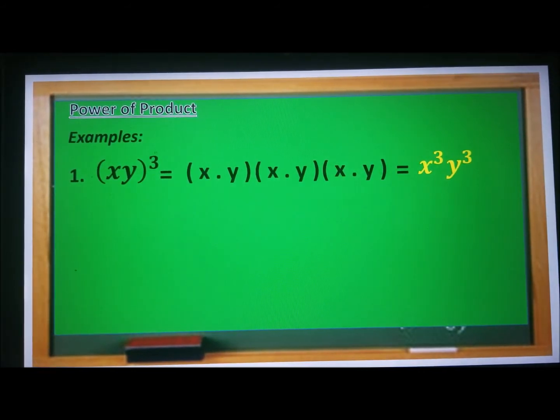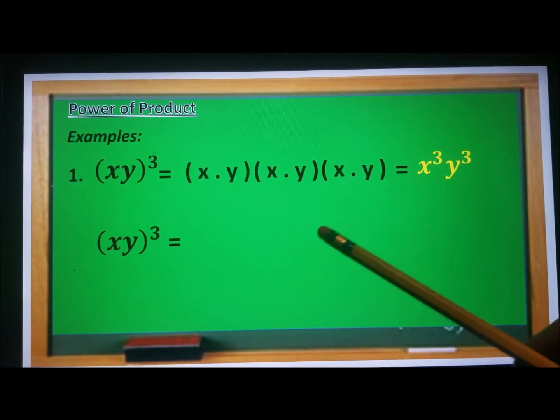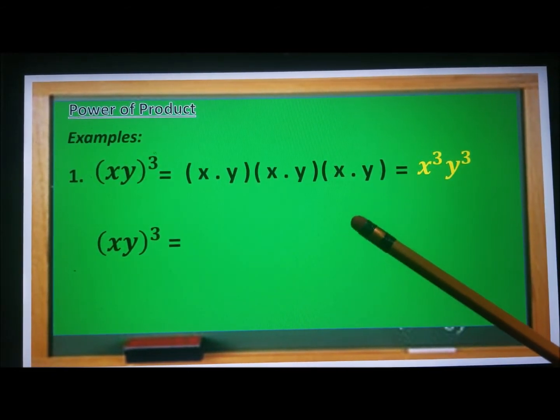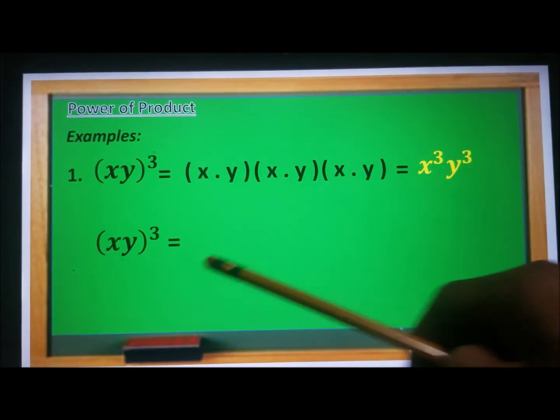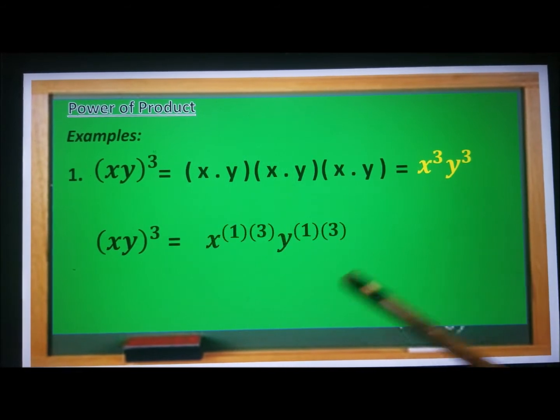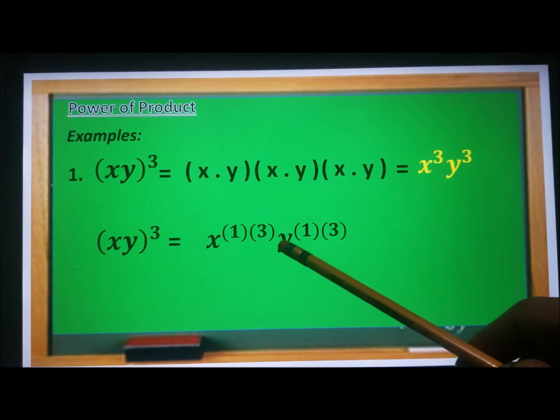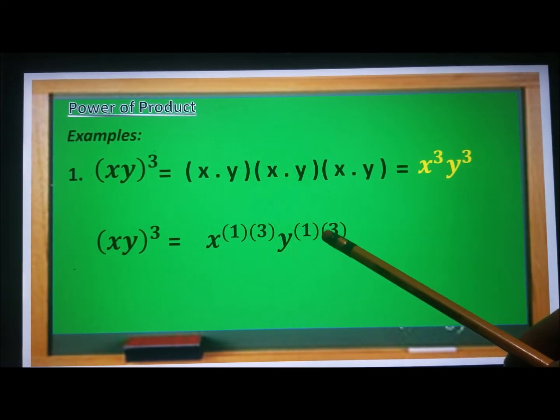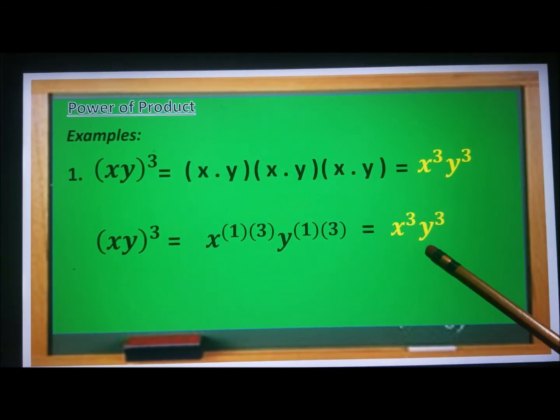Now, solving the same problem, the product of xy raised to 3, using the power of product rule, all we have to do is copy the bases, which are x and y, and multiply the outer exponent with the inner exponent. So we have x raised to 1 times 3, y raised to 1 times 3 as well. So we'll have x cubed times y cubed as the product.